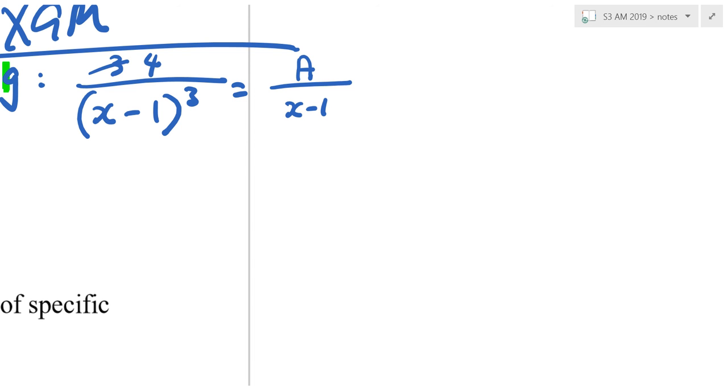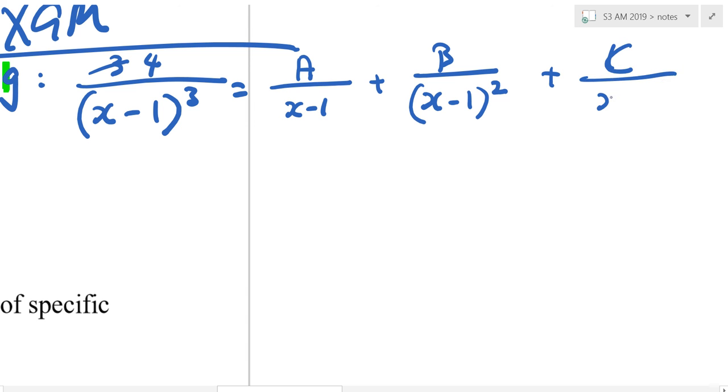Gerald again. If the first one is A over x minus 1, can you suggest the second one that you should write? Squared. Like that. But I cannot stop here because there's a cube. So what do you suggest I should write the third one? Answer. Like that. The ability to write like that is 1 mark.